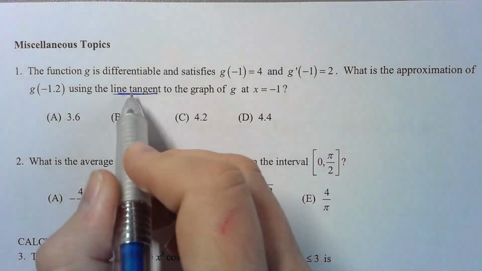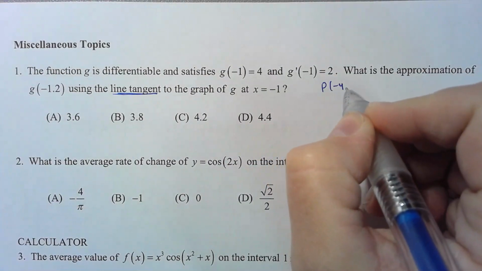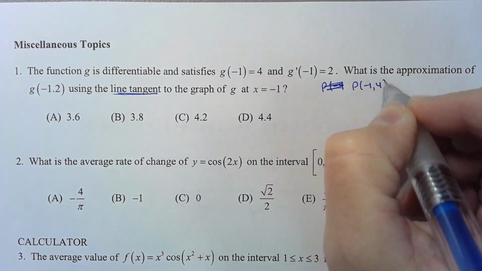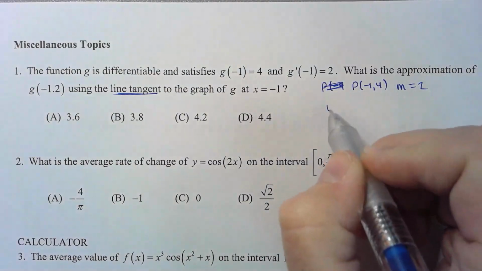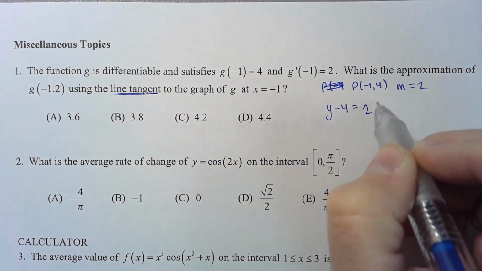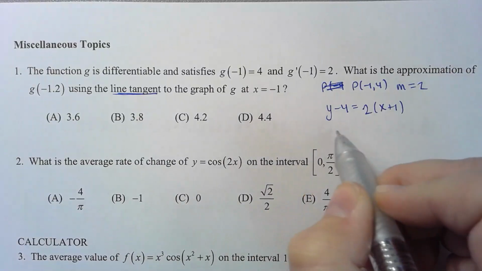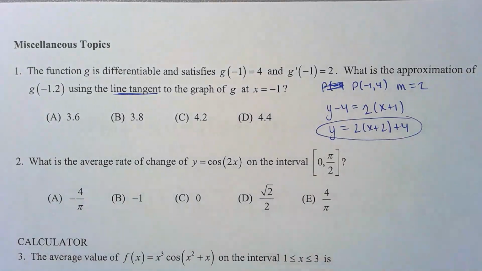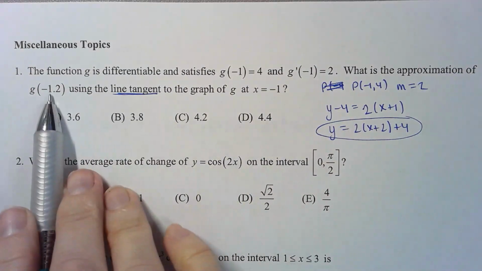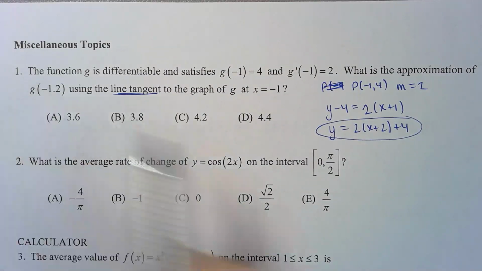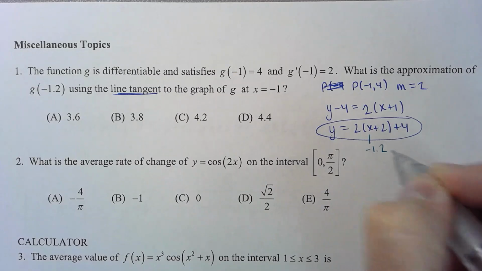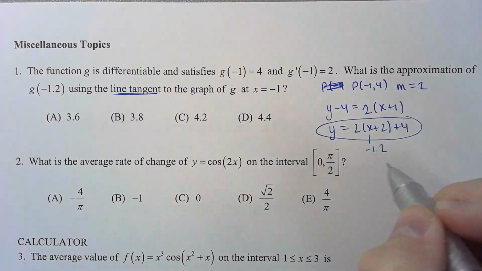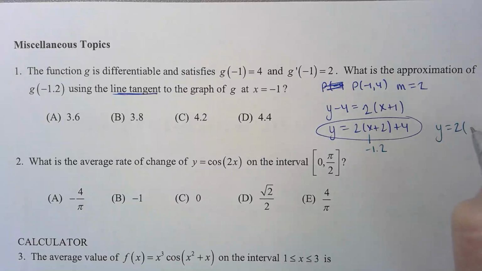So we're going to write the equation of the tangent line. Again, we have a point, and we have the slope at that point. So I have y minus 4 equals 2 times x plus 1. Here's my tangent line. I'm going to even move that 4 to the other side. This is the tangent line. Instead of plugging this x into g, we're going to plug this x into the line. And so our approximated y value is 2 times negative 0.2 plus 4, or 3.6.